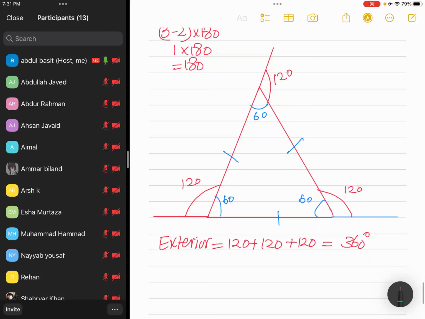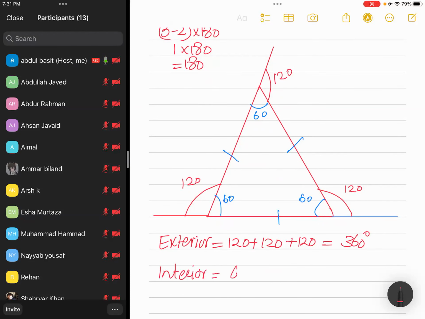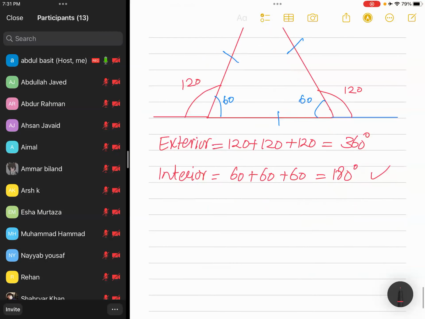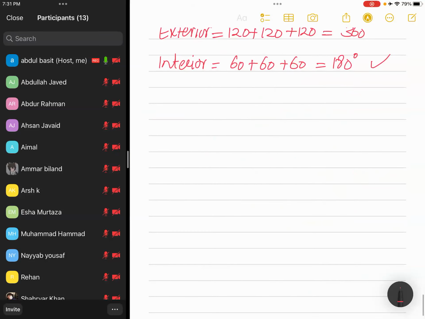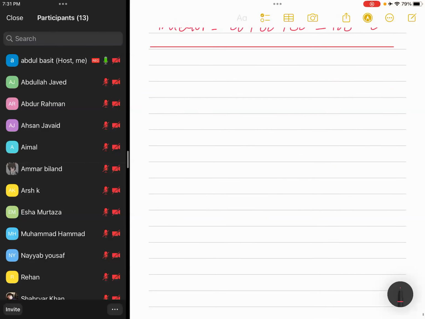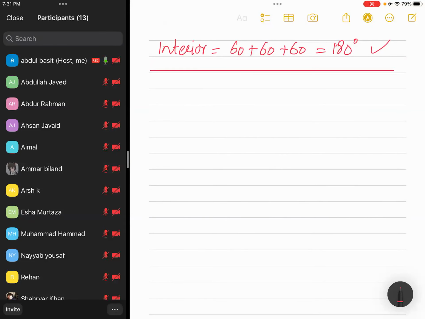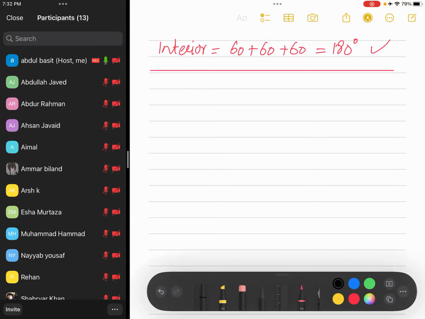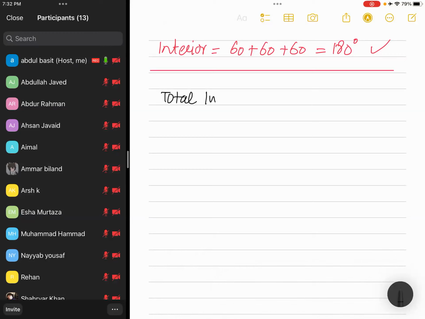And total interior angles of an equilateral triangle: 60 plus 60 plus 60, so that is equal to 180 degrees. That is also proved. What happens if you have to find out the number of sides using interior and exterior angles? So remember that we have three formulas, and the first formula is that total interior angle is equal to (n minus 2) times 180.